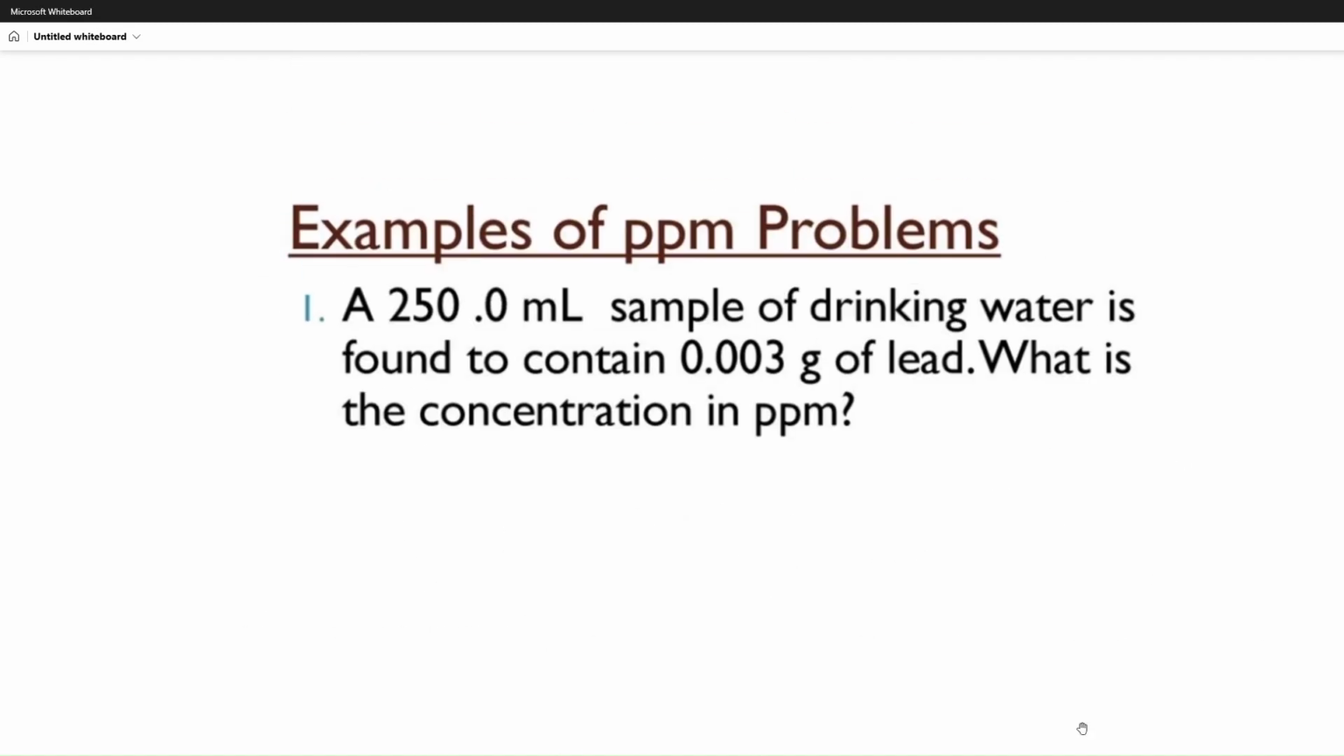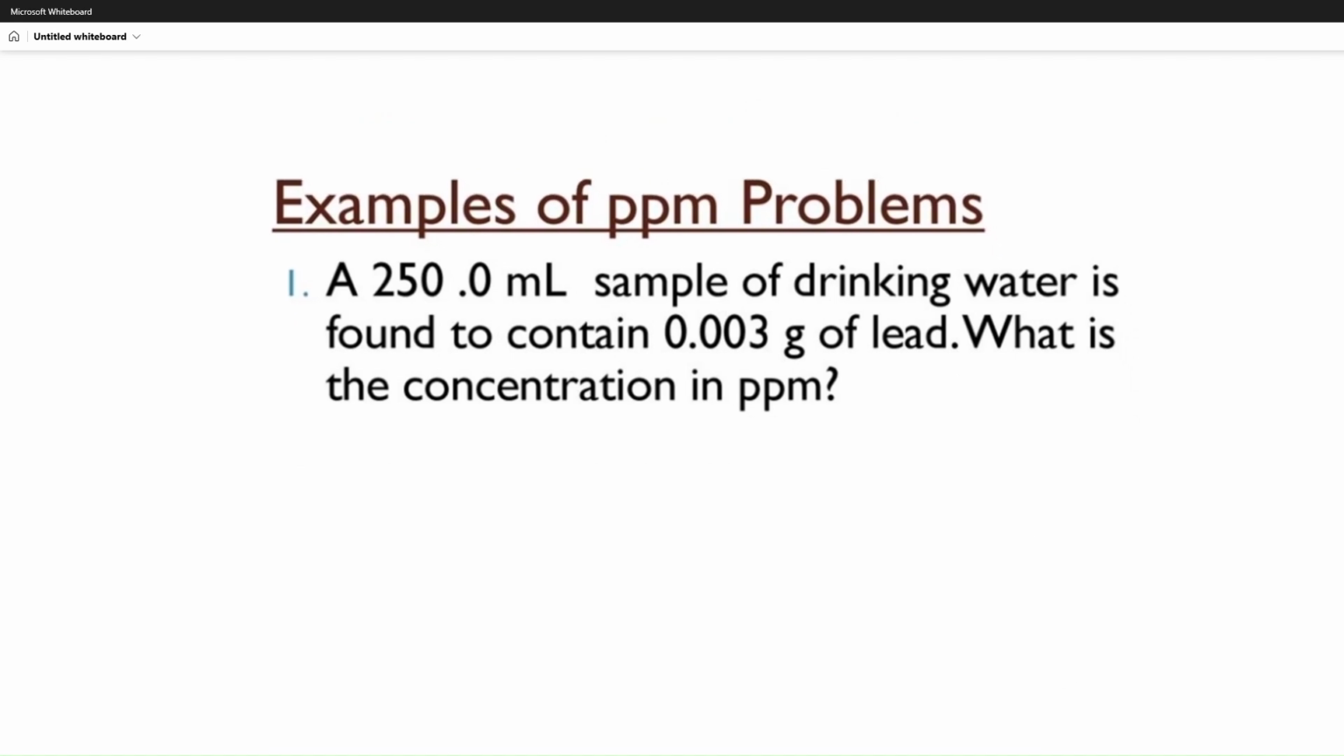Let's do one more question. For this question, we have a 250 milliliter sample of drinking water that is found to contain this much lead. So lead in water, like I was saying before. What is the concentration in parts per million? Same thing. Let's first convert the solute into milligrams. This time you can do it by yourself. So what's 0.003 grams to milligrams? What do we do? That's right, we times by 1,000. So 0.003 times 1,000. If you can't do that in your head, use a calculator, but that's going to give you exactly 3 milligrams.